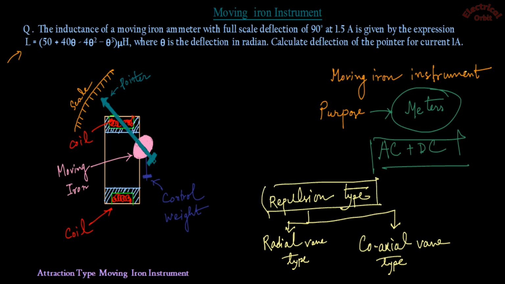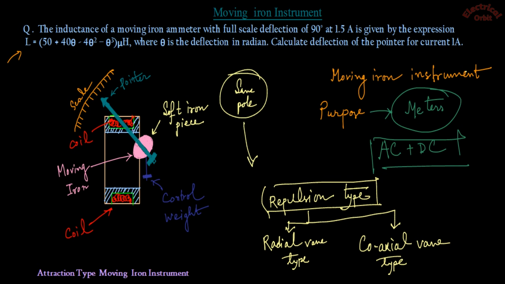The only difference is this is a soft iron piece. When it is attracted towards the coil, it is called attraction type, and when it is deflected by creating the same pole, then it is called repulsion type. The purpose is the same, to use it as various types of meters, only the working principle is different.